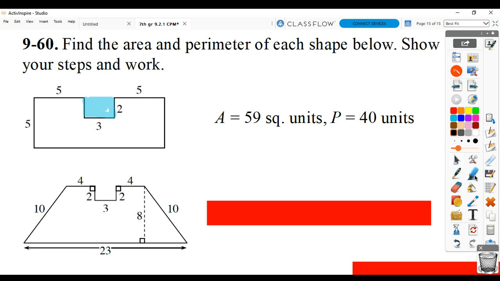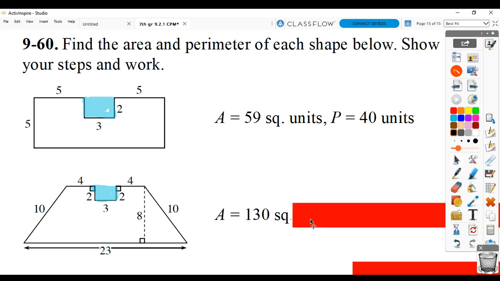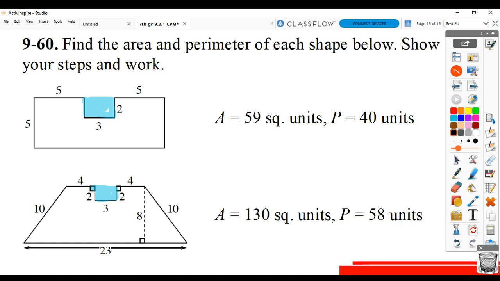For this one, again, you can think of it as an entire trapezoid, and then just cut out this section right here. And remember that you should know and use the area of a trapezoid formula, base 1 plus base 2. Put that in parentheses, so you do that first, and then divide by 2 times perpendicular height. And again, then you'd subtract the area of this rectangular part that we don't want to include. So you get an area to be 130 square units. And perimeter, again, is adding up the outside edges, which is 58 units. Again, notice that you should have the correct label for these.